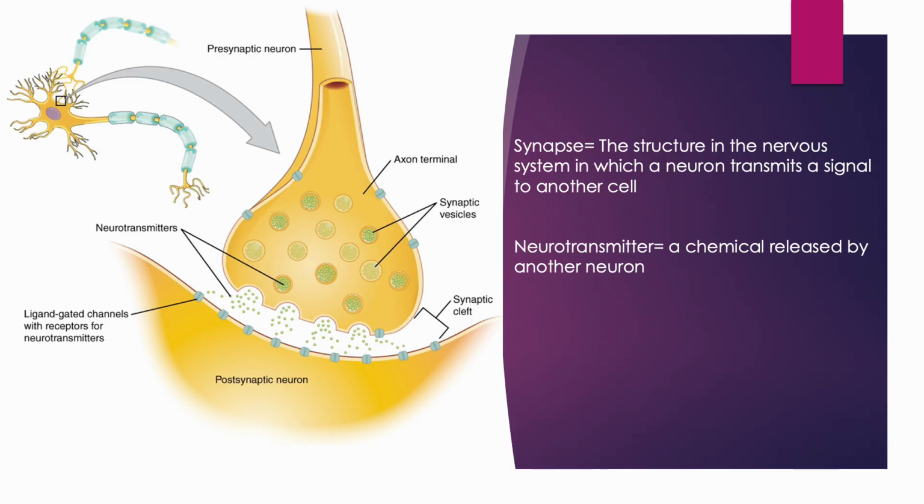Right here we have some really important terms. The synapse is the structure in the nervous system in which a neuron transmits a signal to another cell, whereas a neurotransmitter is a chemical that is released by a neuron.